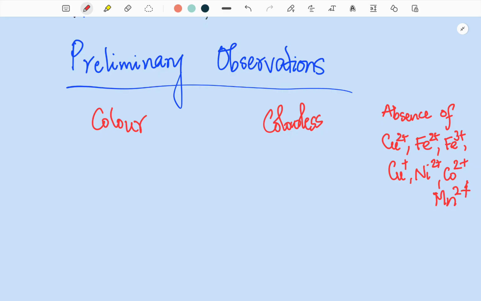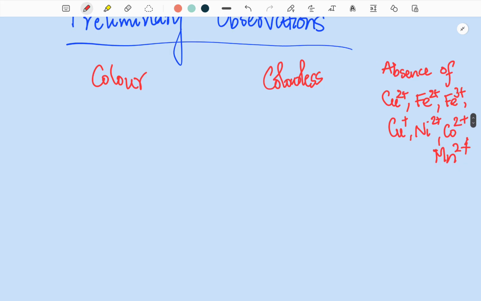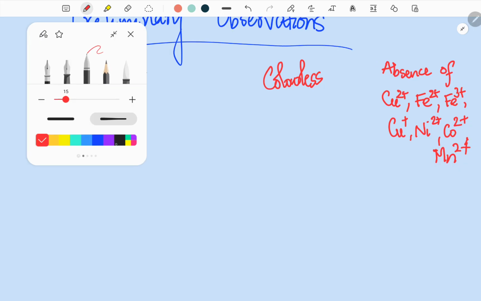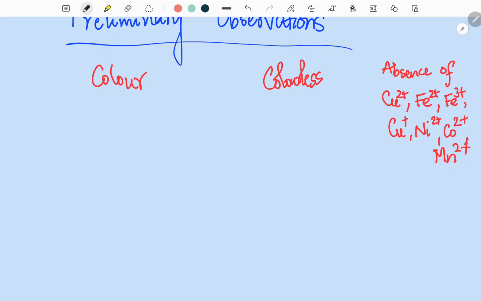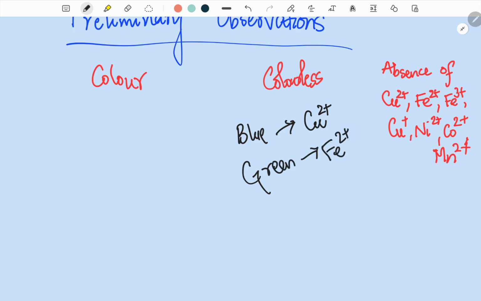So there is no chance that these ions are present. Now, let's say you are getting a colored salt. Then that means one of these ions is going to be the cation. So let's say you are getting a blue salt. If your salt is blue, you can say that it is copper. If your salt is green, you can say the ion present is ferrous ion.